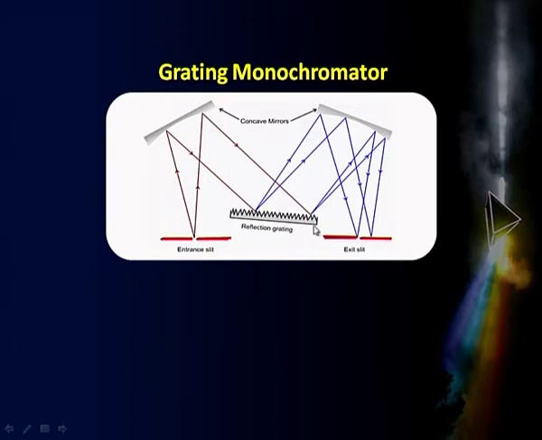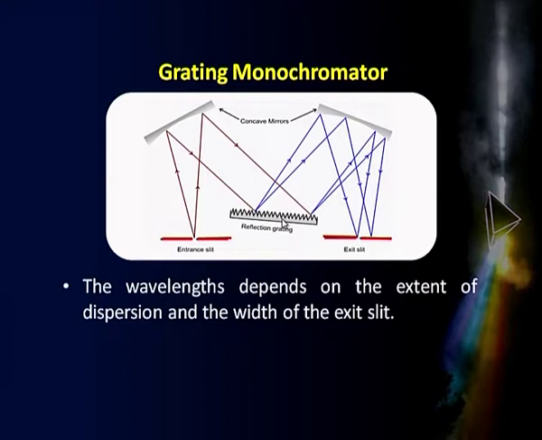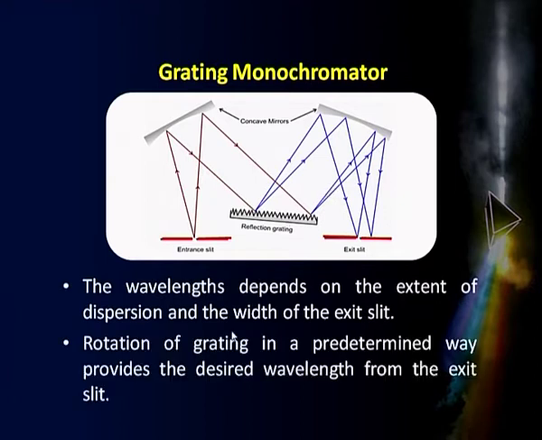So, here again, the input coming in is polychromatic radiation, but we rotate the grating in a predetermined way, and it provides the output of a desired wavelength from the exit slit. That means our input here is polychromatic, passing through the slit, falling on the mirror, falling on the grating. I rotate the grating in such a fashion that the wavelengths which come out from here get altered. So, that means at a given point of time I get only one particular wavelength coming out of the slit.